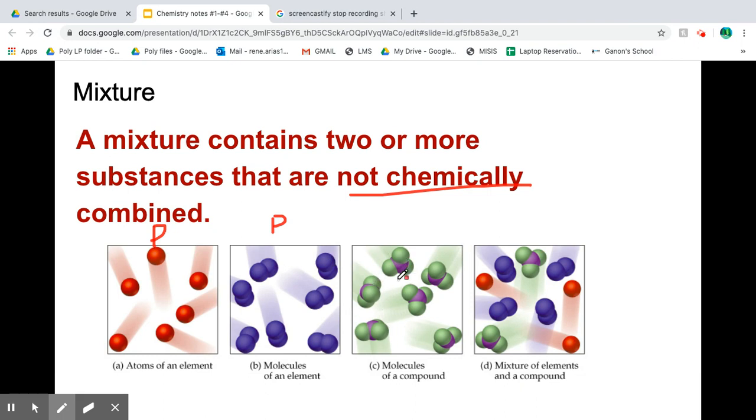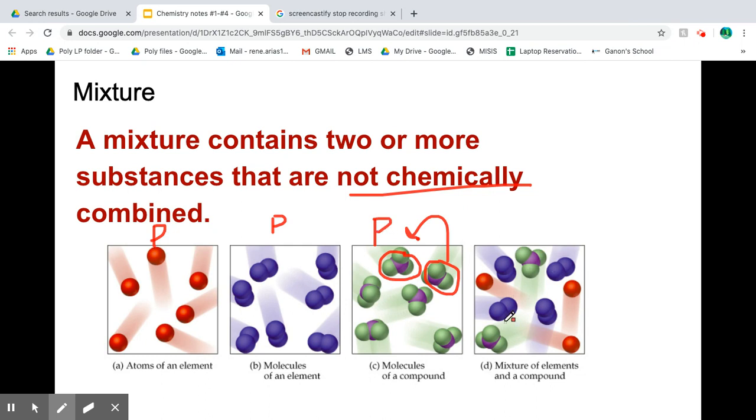This one here is a little tricky. We have these big molecules. Is that a mixture or is that a pure substance? Well, when you look at it, this is one compound and this one is exactly the same as this one, right? They're the same thing. And they're chemically bonded. So because they're chemically bonded, that's going to be a pure substance.